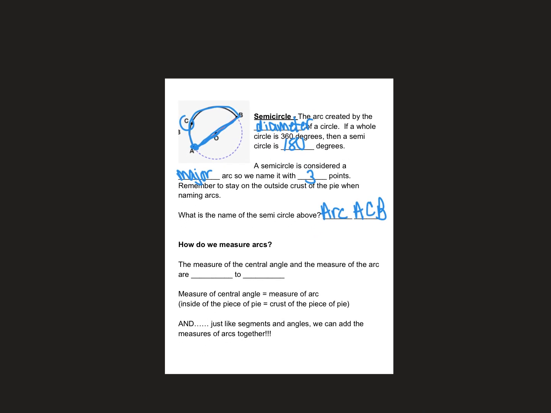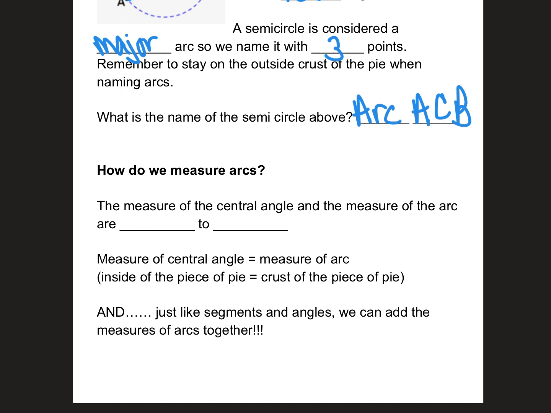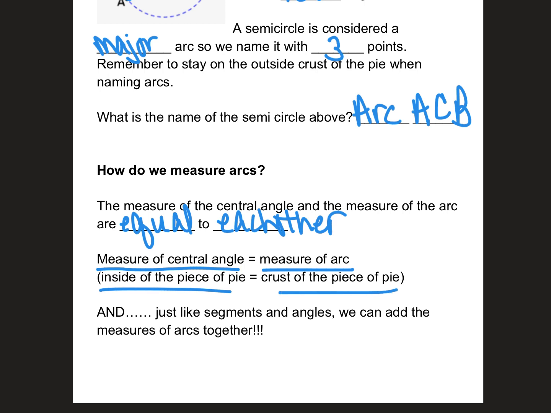So then how do we measure arcs? Well, it's very simple, okay? The measure of the central angle and the measure of the arc are equal to each other. Okay, and we'll talk about some examples of that here in just a second, which basically means central angle, arc are equal to each other. The inside of the piece of the pie equals the crust of the piece of the pie. And just like segments and angles, we can add the measures of arcs together.